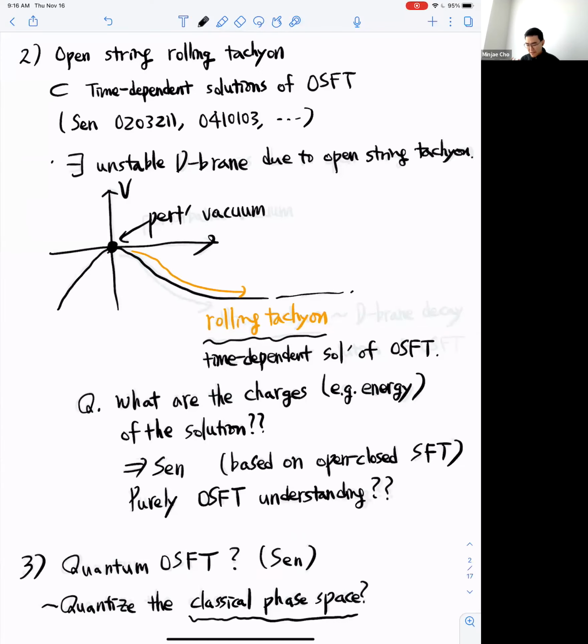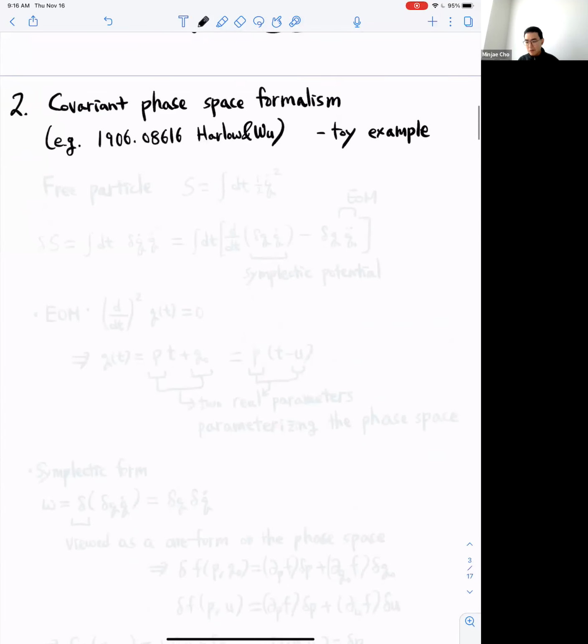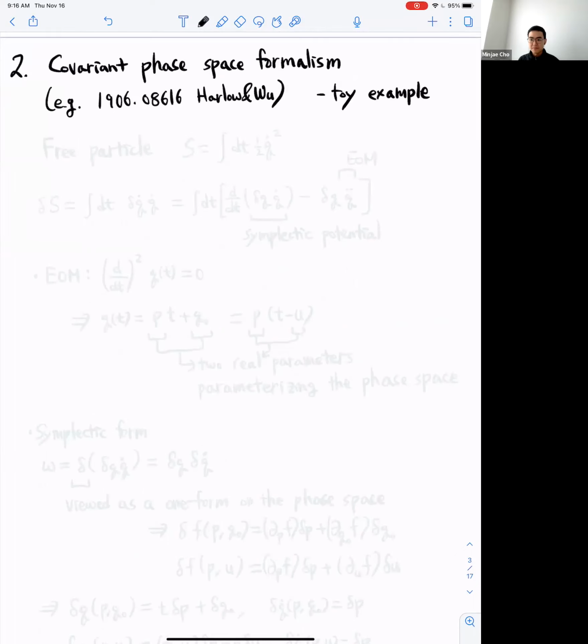Good. So now let me come to something called the covariant phase space formalism. I guess many people in this audience already know what this is, but let me introduce it anyway. If you want to read a good review paper on this, you can read this beautiful paper by Harlow and Wu. It is both a paper including new results and a very nice introductory material, especially for people like me who had no previous experience with the subject.